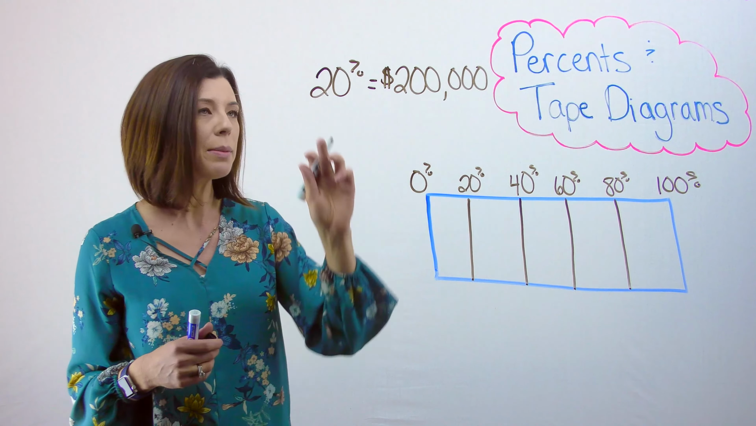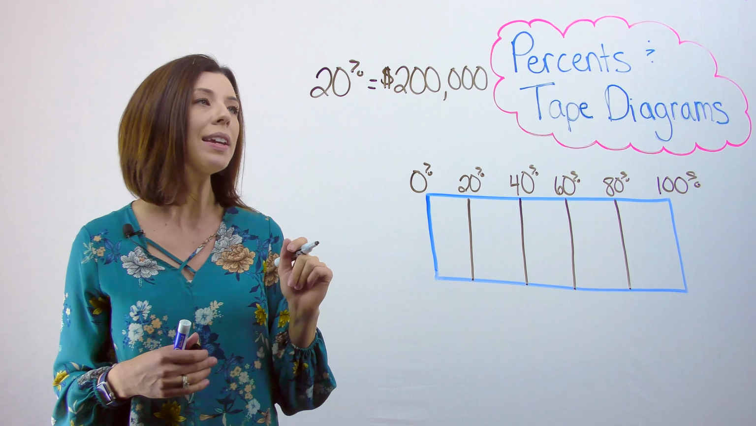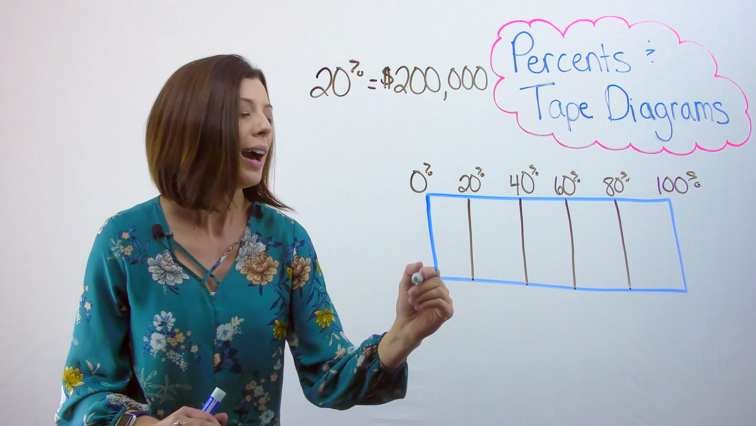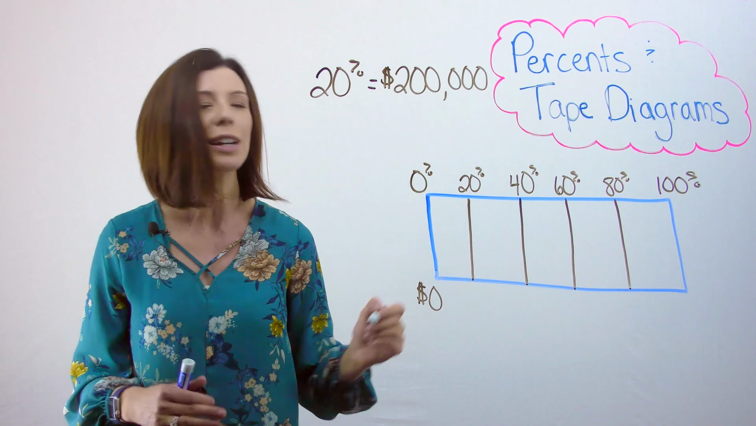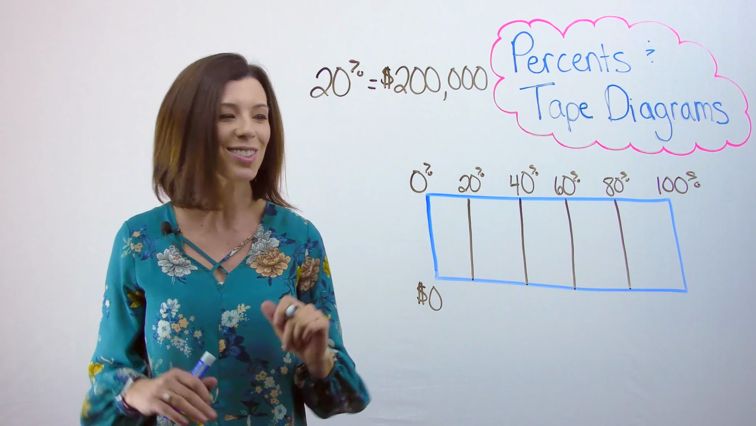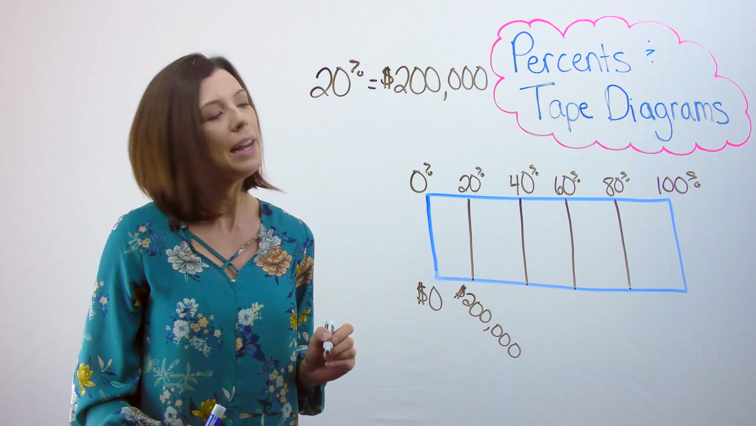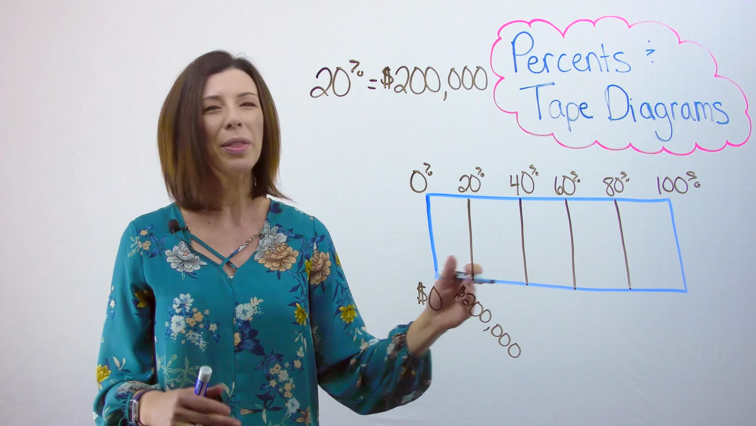Now what I'm going to do is fill in what I know. So I know that he offered $200,000 for 20%. So I'm going to write that on the bottom. Again, I know that 0% is actually going to cost you $0, right? 20% is going to cost you $200,000. Now, if you're wondering, okay, well then what's 40%?